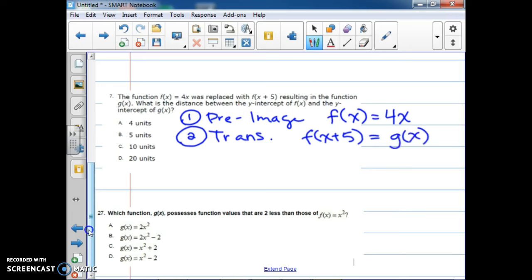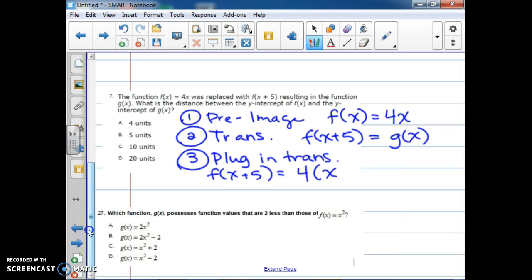Okay, now you want to plug the transformation into the pre-image. So f of x plus 5 is going to change f of x to look like this. 4x becomes 4 times x plus 5. Because here, the 5 is inside the parentheses with the x, so we should show that the same way in our function. Alright, so now we're going to simplify.